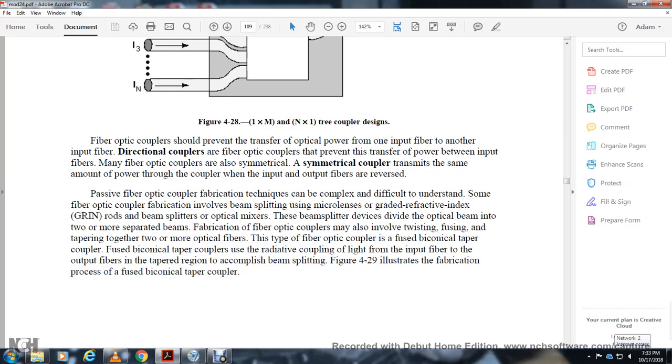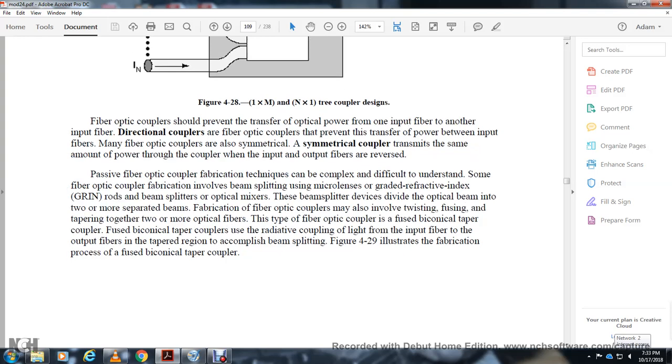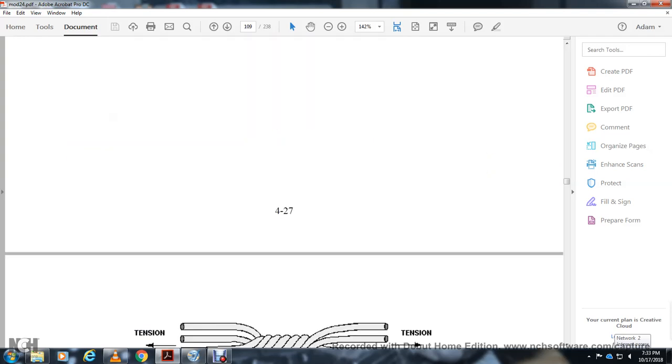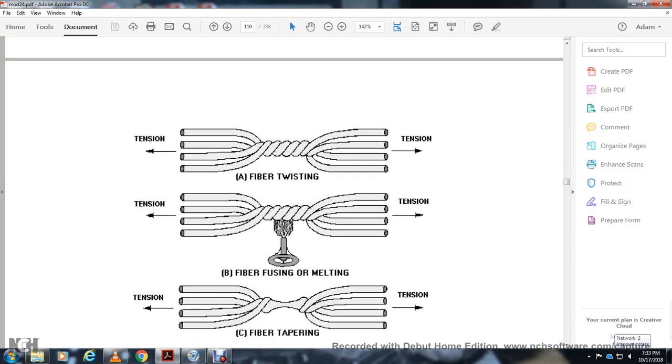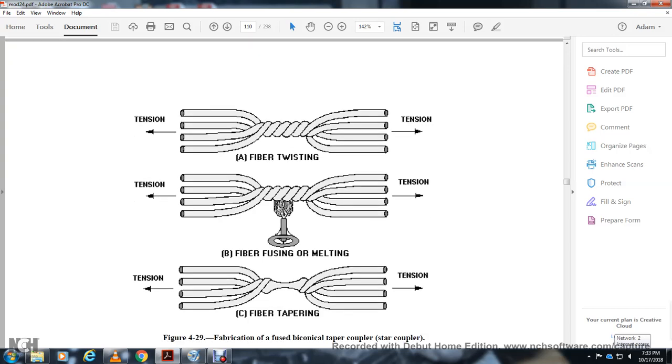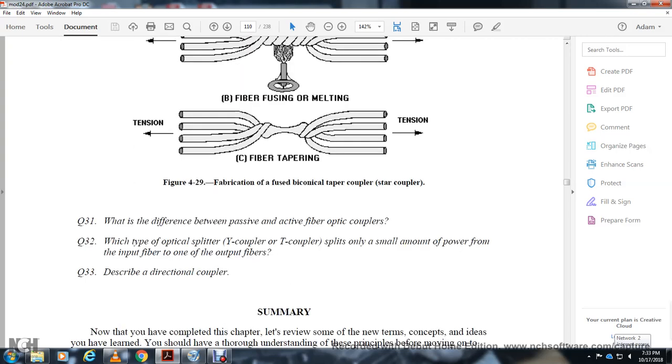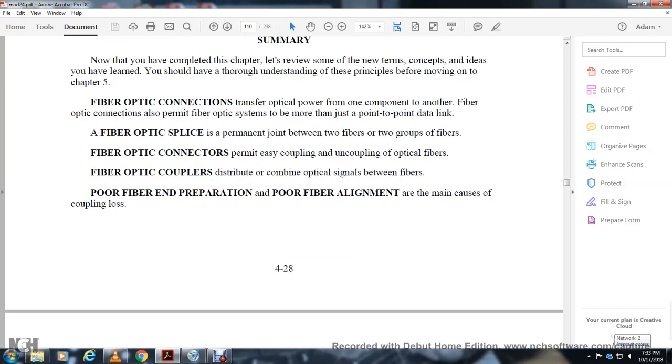This type of fiber optic coupler, where we focus, is the fused biconical taper coupler. The fused biconical coupler couples the light from the input fiber to the output fiber in the tapered region to accomplish beam splitting. Figure 4.29 illustrates the fabrication process of the fused biconical taper coupler: twisting, tension; fusing, melting, tension; tapering, tension. All right, chapter 4 summary.